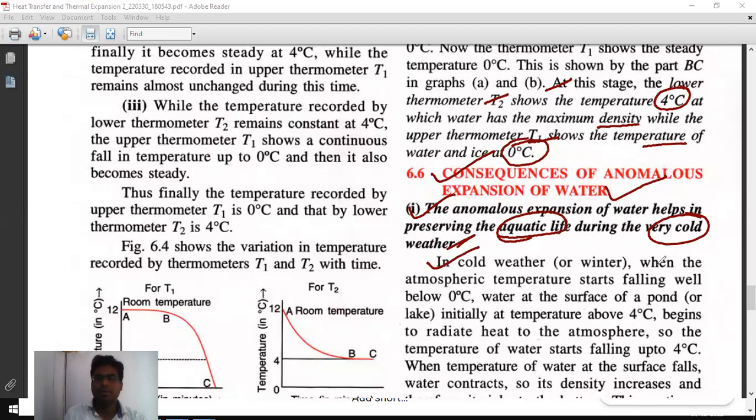In cold weather, when the atmospheric temperature starts falling well below 0 degrees Celsius, water at the surface of a pond, initially at a temperature of 4 degrees Celsius, begins to radiate heat to the atmosphere. So the temperature of water at the surface falls up to 4 degrees Celsius, water contracts, so its density increases, right? So this is very helpful for aquatic life.